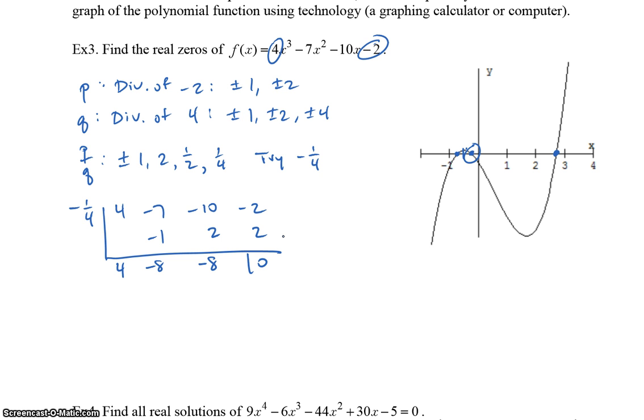That's going to lead us to a quadratic equation. So let's take our quotient. You see the coefficients 4, -8, -8. That corresponds to 4x squared minus 8x minus 8 equals 0. Now we can simplify this.